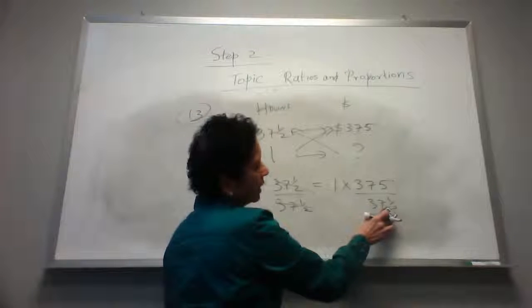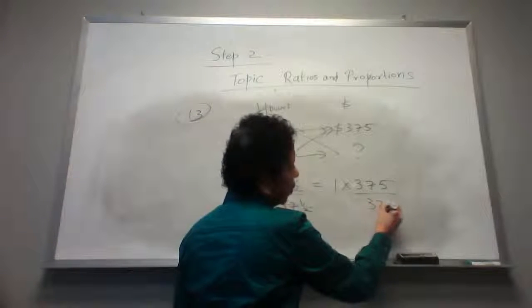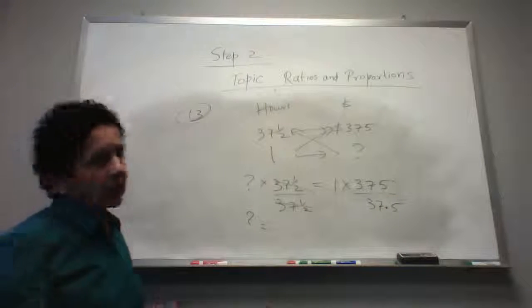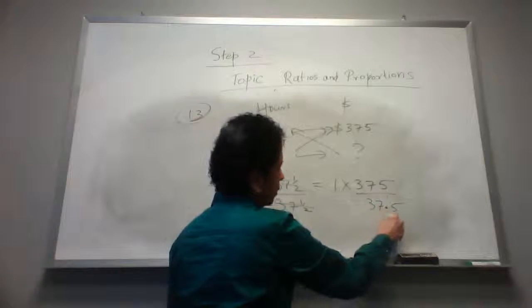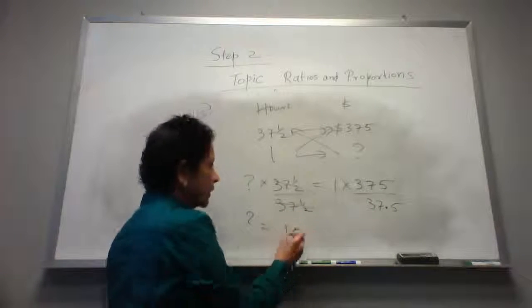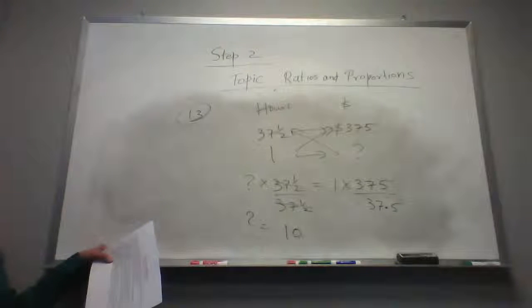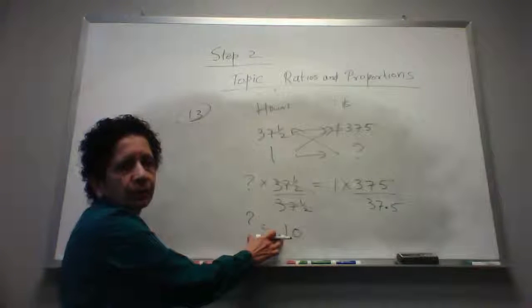So 37 and a half means 37.5, half is 0.5, right? So now in the calculator, you can say 375 divided by 37.5, and that will be 10, okay? So it's $10 an hour. So she is making exactly $10 per hour, okay?